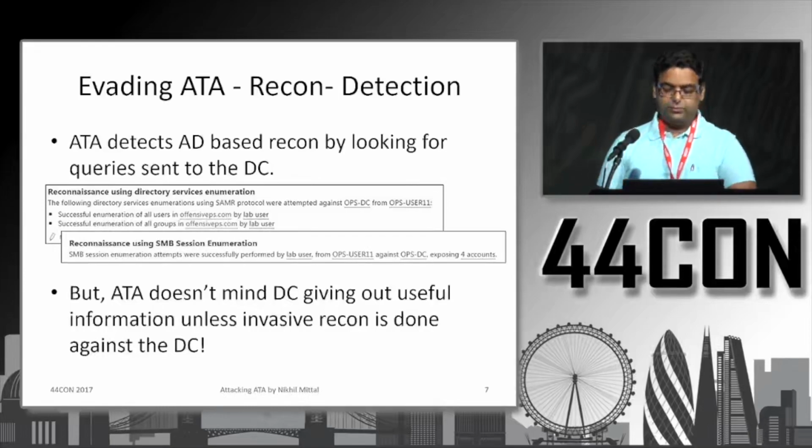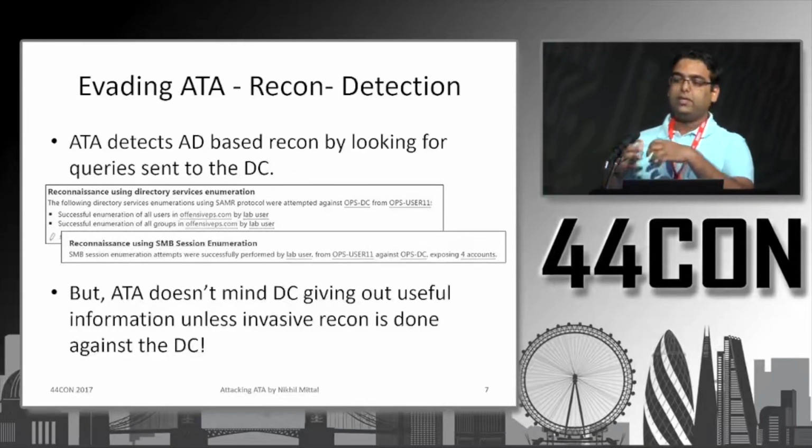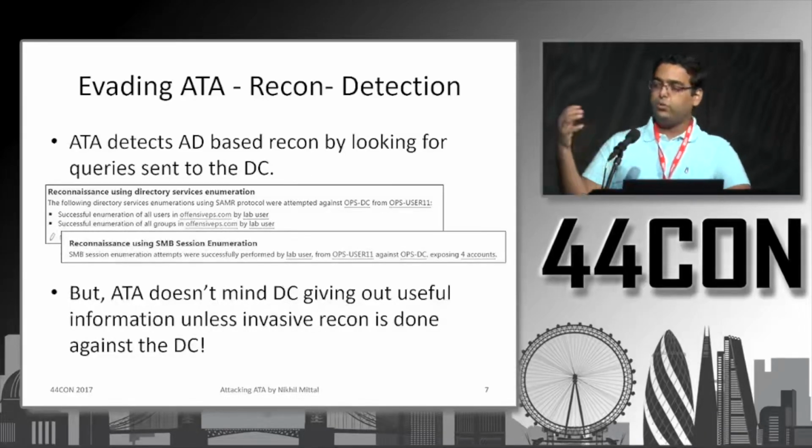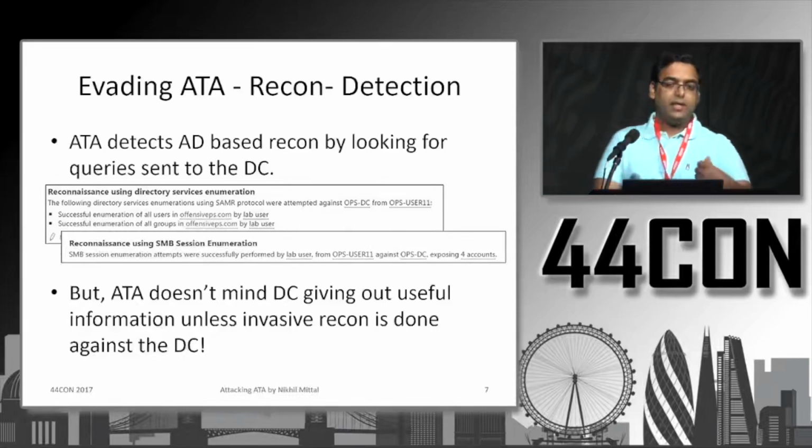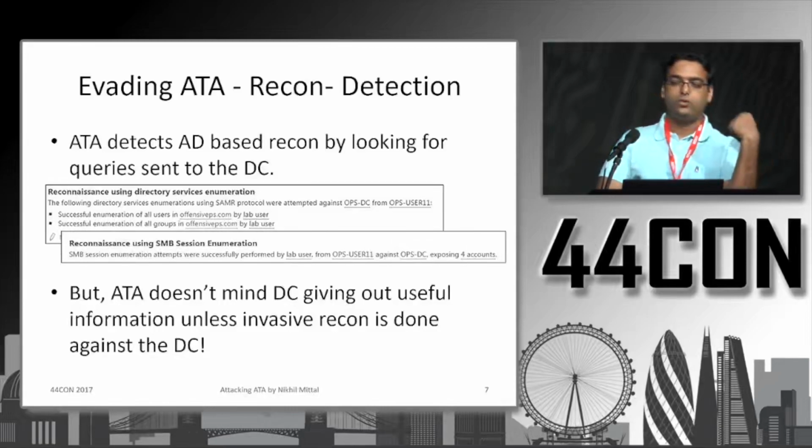What does this message mean? This means ATA has no problem with you asking for information from the domain controller like the member boxes, the users or the group membership, but it has a problem if you would like to list sessions on the domain controller, or if you would like to list logged on users on the domain controller.